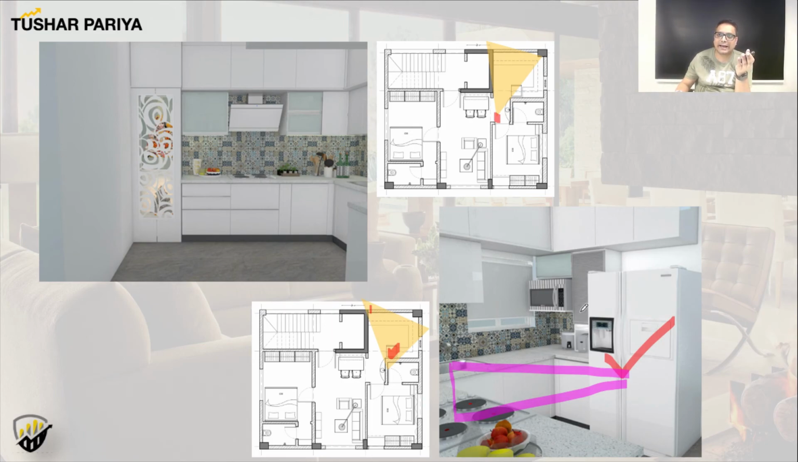This is called a tambour unit, which is kind of a shutter, and then this is a microwave space here. There's one window here. You can see the window is shown here. So this is how, if you create a 3D view, it gives the customer a very clear idea of what you are proposing.